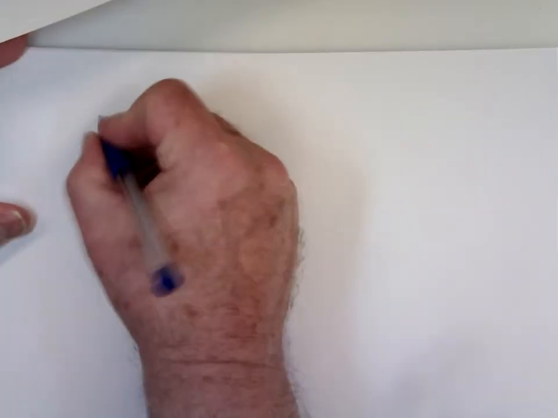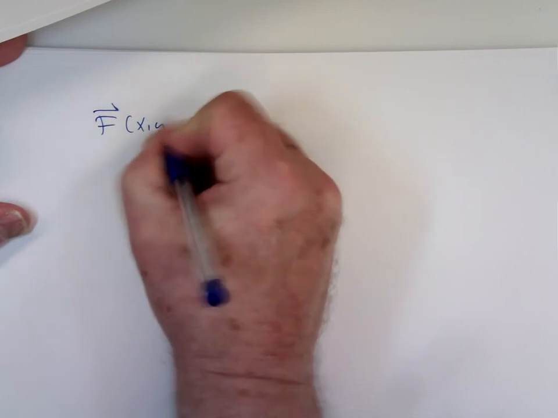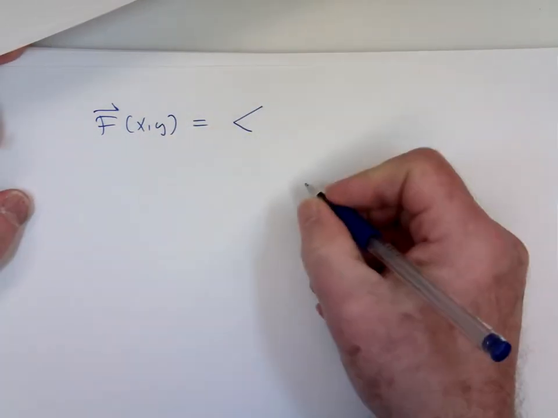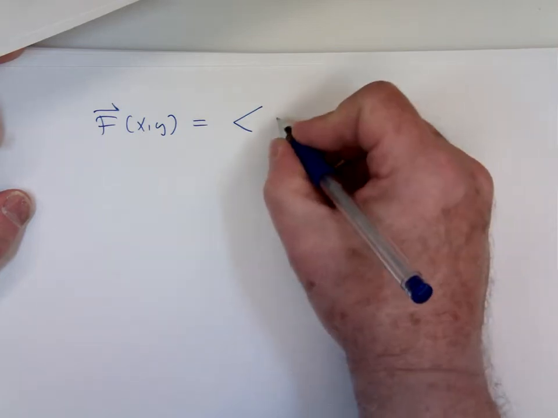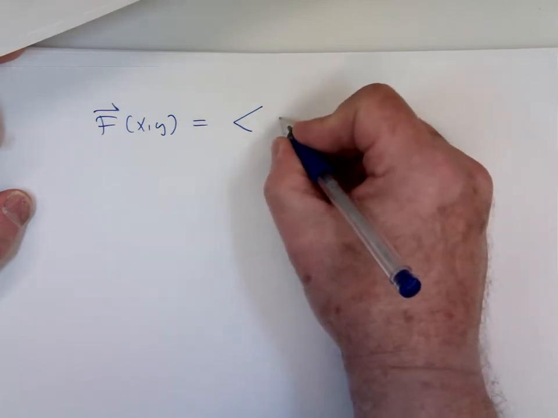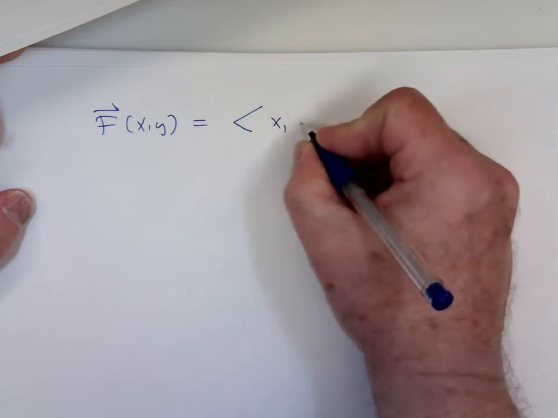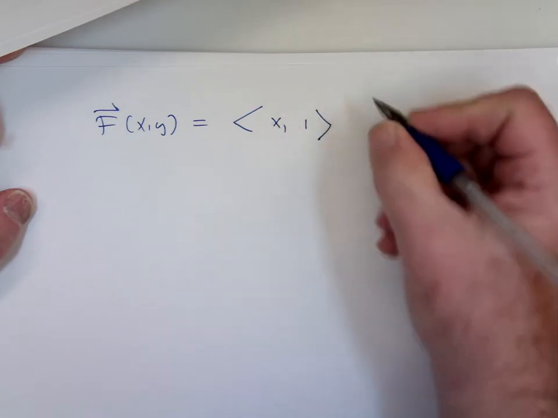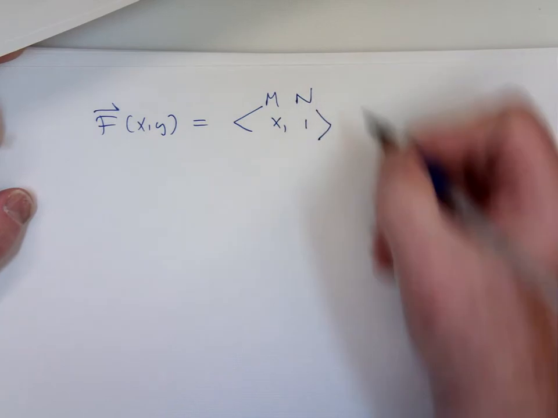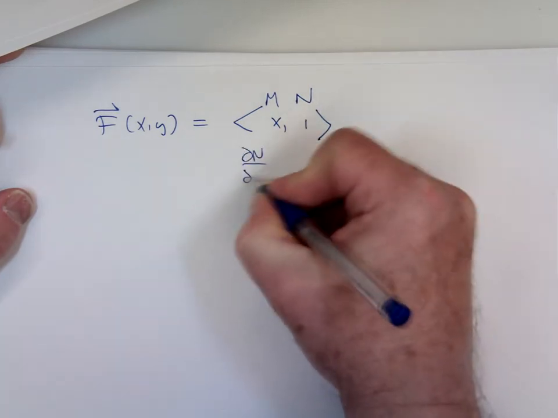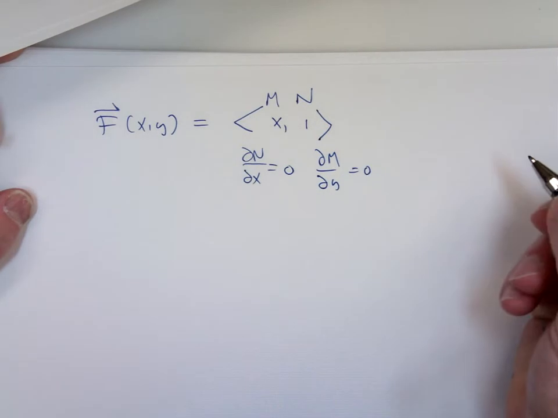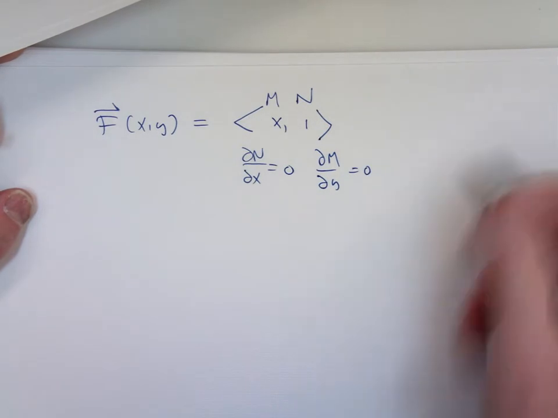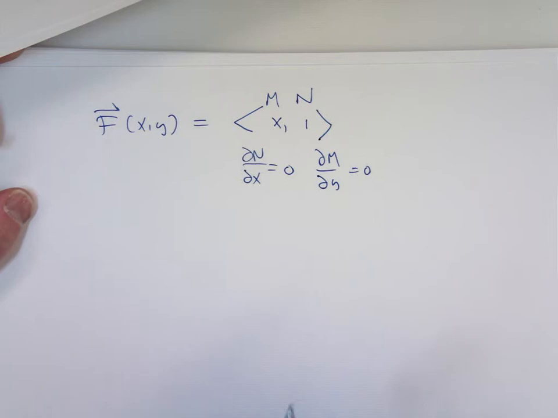Let's suppose this is our field, x and 1. Will this work? Partial of n with respect to x is 0. Partial of m with respect to y is 0. So it is conservative. Okay? So watch this, we can do this.